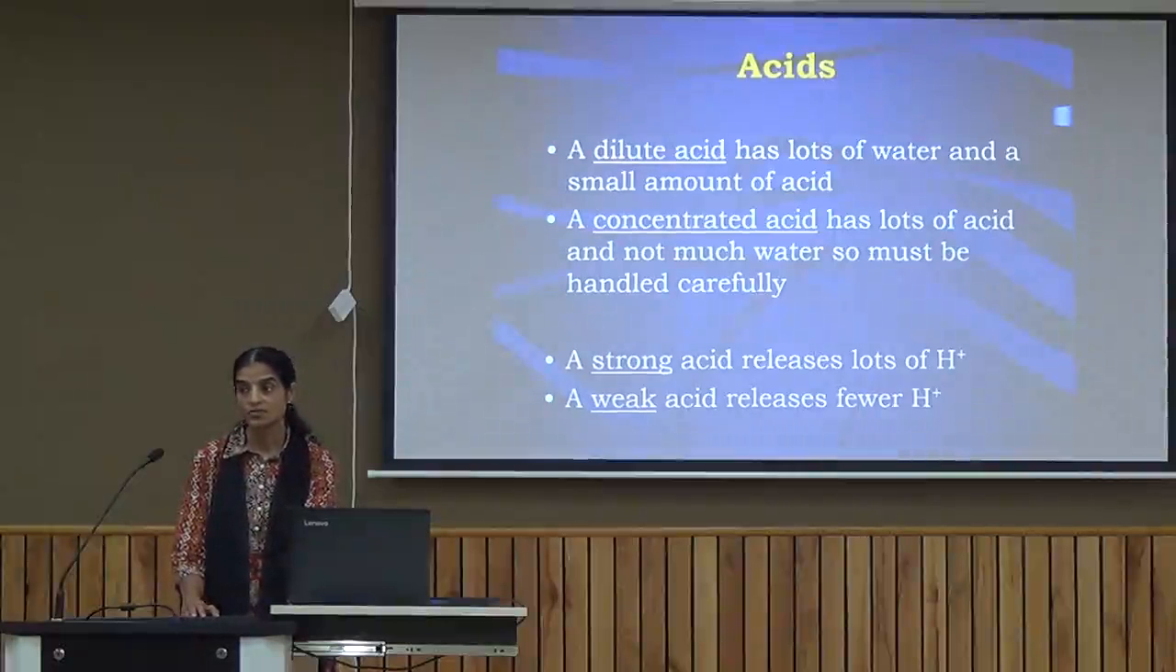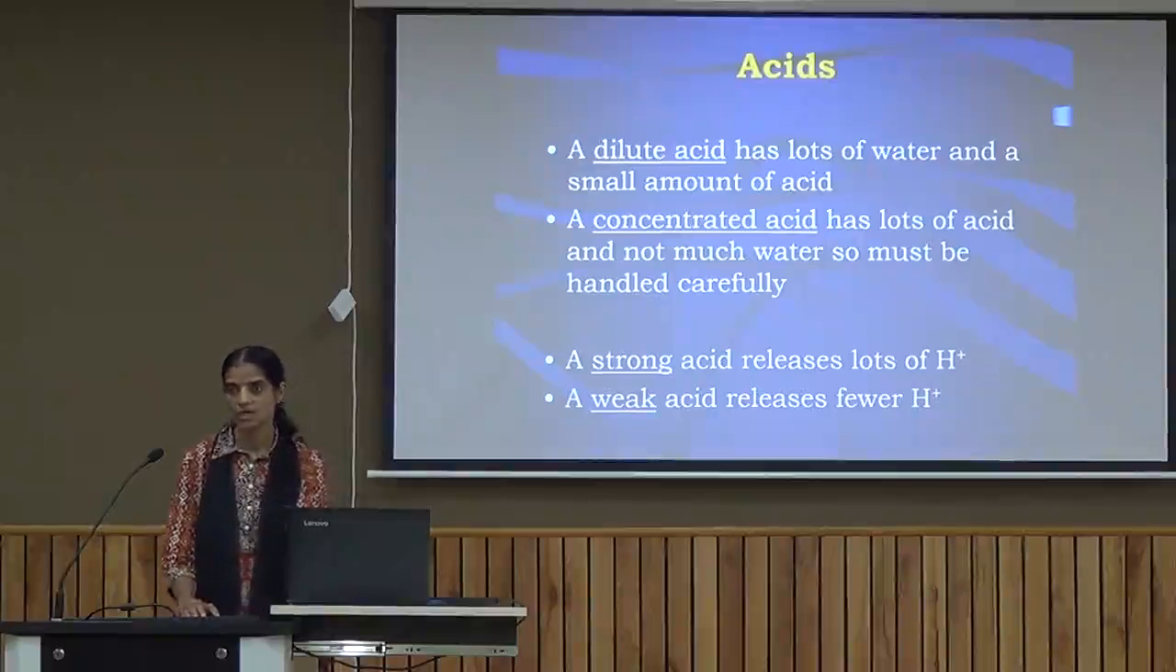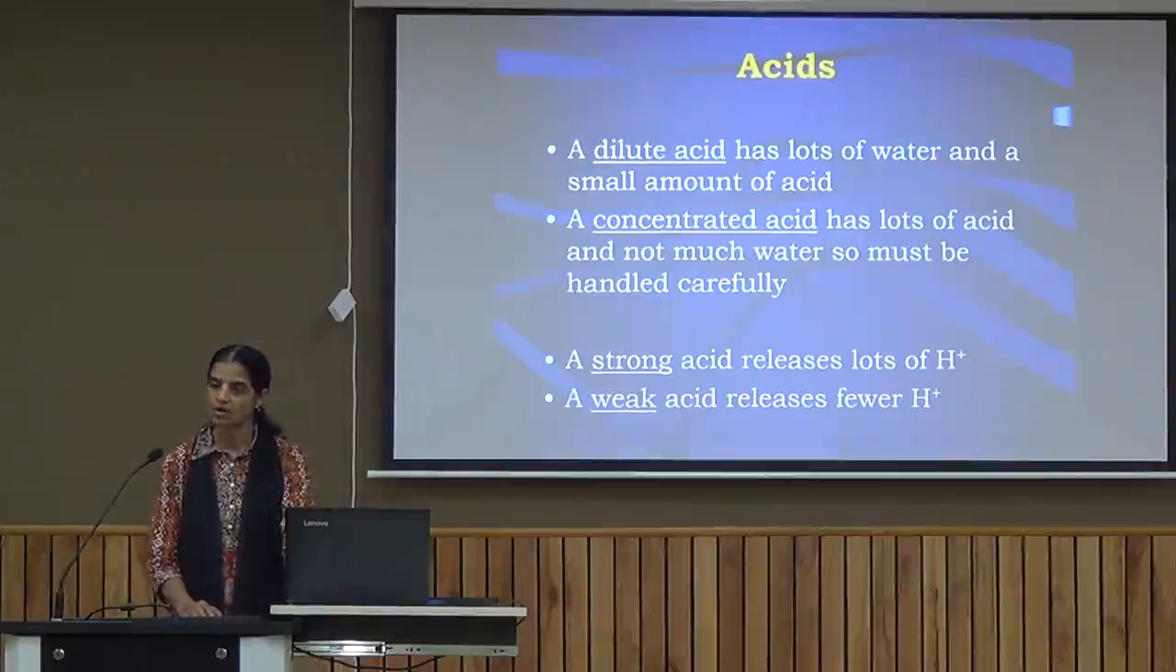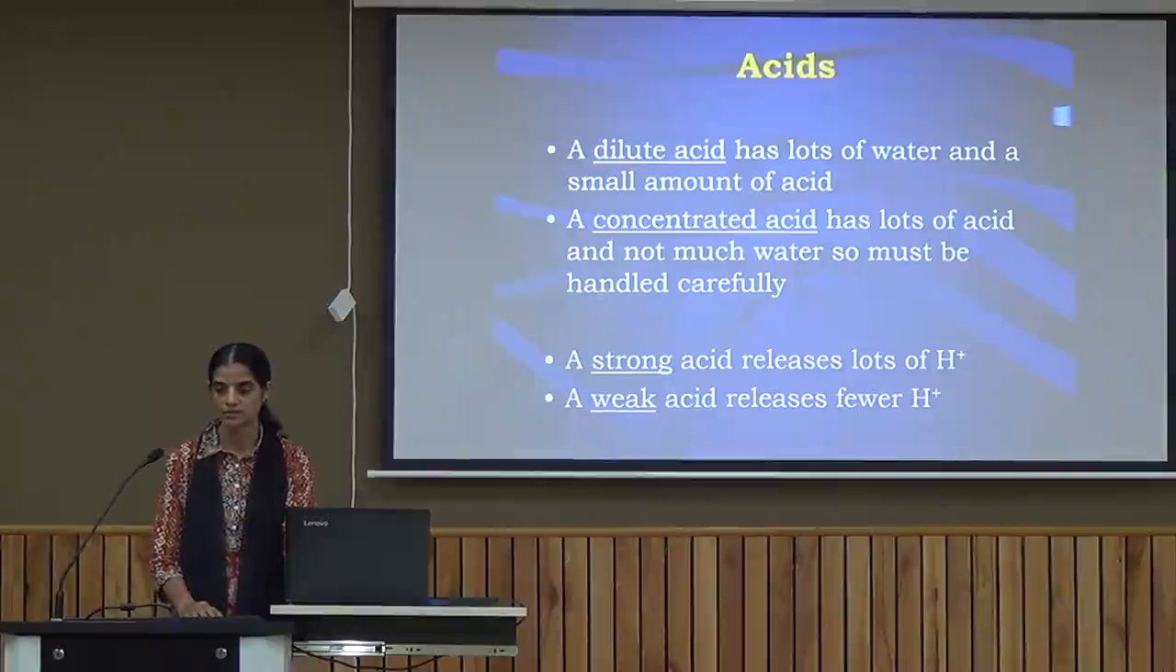Another way of distinguishing acids is into strong and weak acids. Strong acids are those which release a lot of hydrogen ions. Weak acids are those which release comparatively fewer hydrogen ions. So this distinction into strong and weak acids is totally based on the amount of hydrogen ions produced by the acid when it is placed in water. Strong means a large amount of hydrogen ions. Weak means comparatively far fewer hydrogen ions.